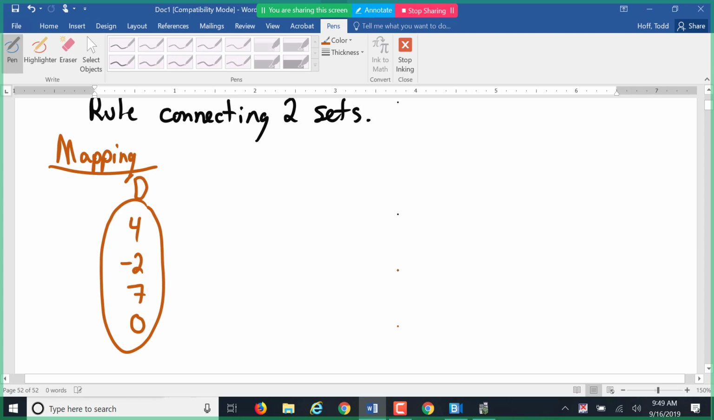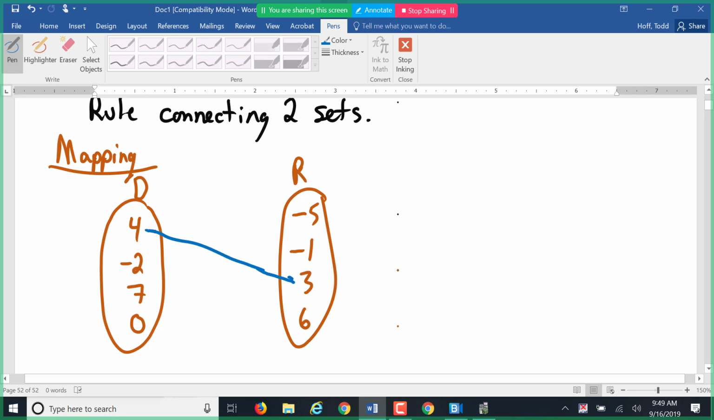I'm going to label those with a capital D, and I'm going to explain what that D means in a little bit. And I might have a second set of numbers, -5, -1, 3, and 6. I'm going to label those with R. Again, I'll explain what that R means in a little bit. And then the mapping will show the connection between the sets in a physical way. Let's say that 4 becomes 3.